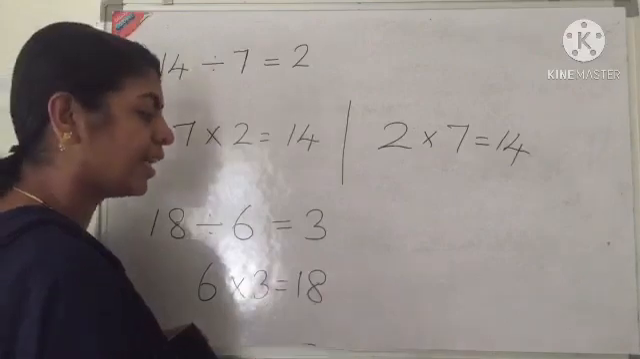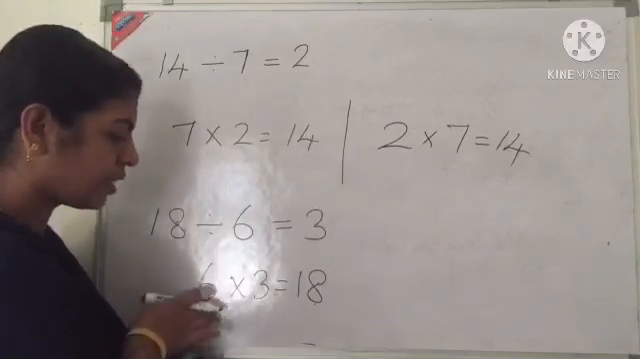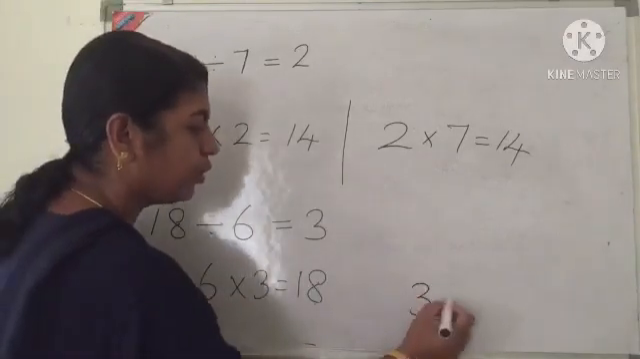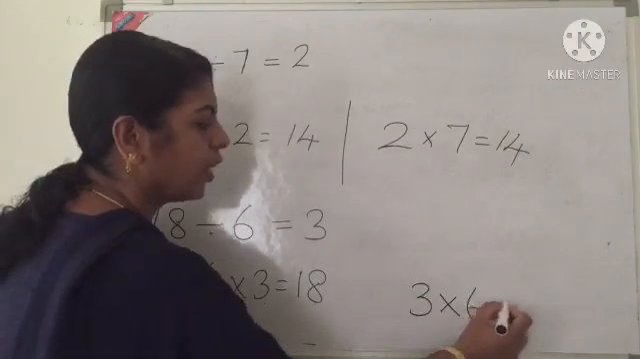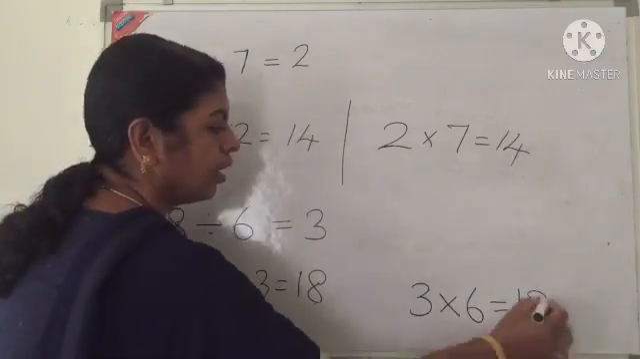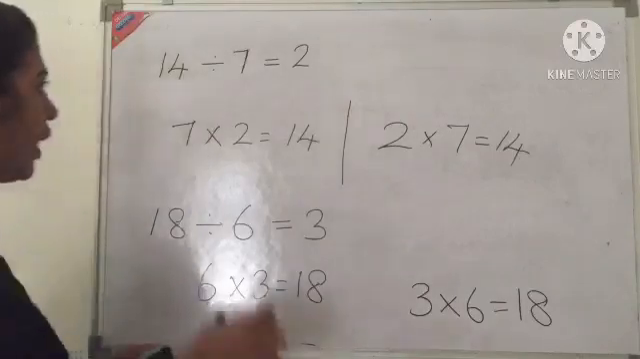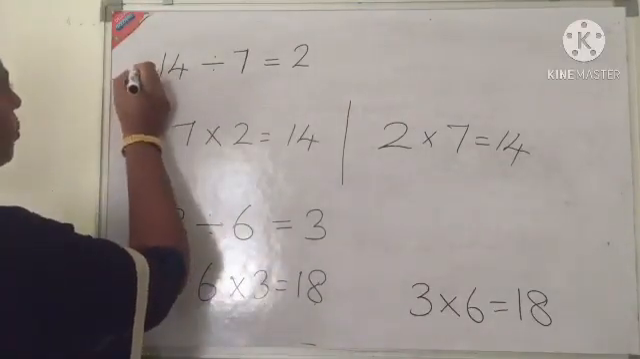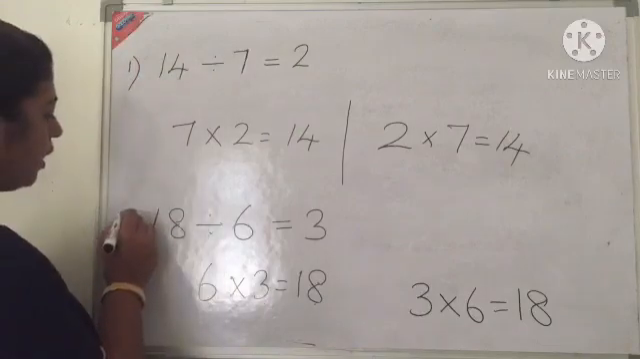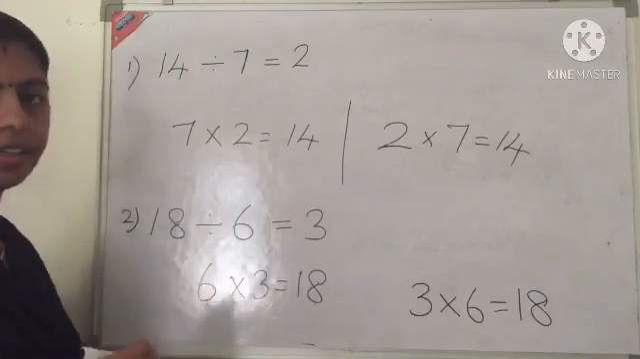Then how will we get the next one? We change the order. That is 3 into 6 equals 18. Is it clear now? You can write this in your notebook, the first one and the second one.